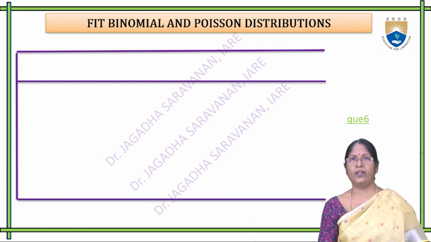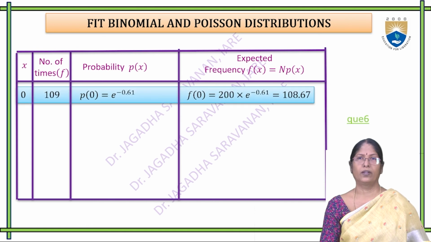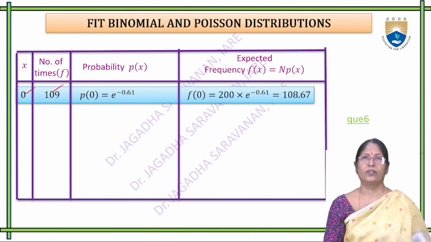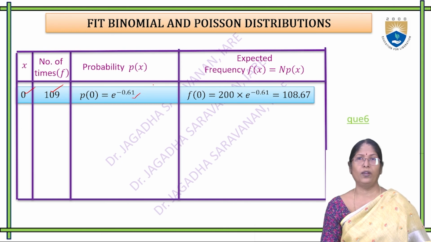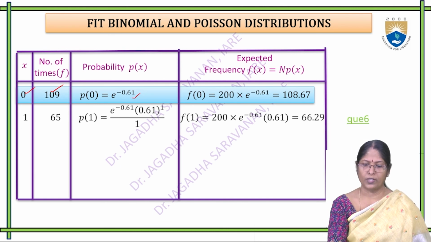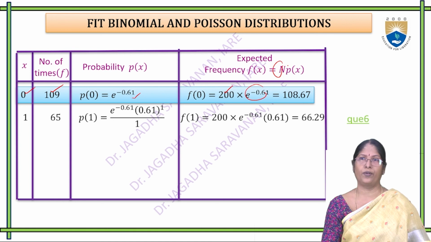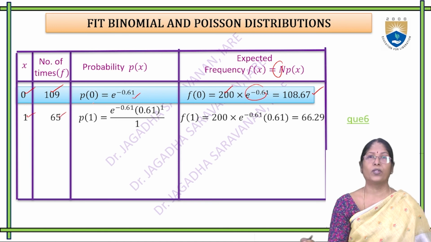So now the final stage towards the solution of this problem, the construction part is left over, so we are constructing the table. Yes, the first data, that is 0, 109, that is P of 0. When x equal to 0, the probability is e power minus 0.61. When it is f of 0, that is P of 0, multiplied by 200, that is our capital N is 200, we obtained 108.67.